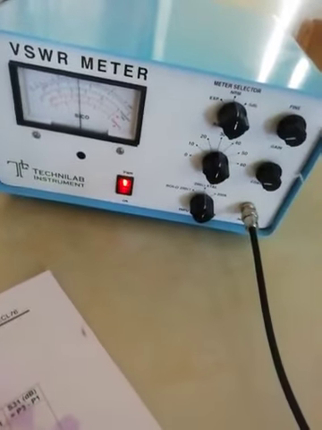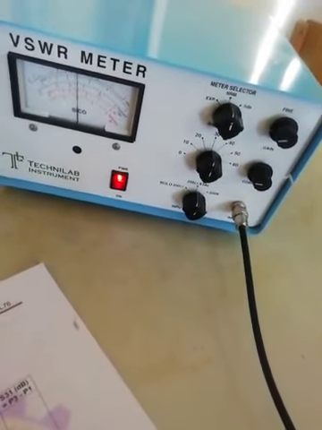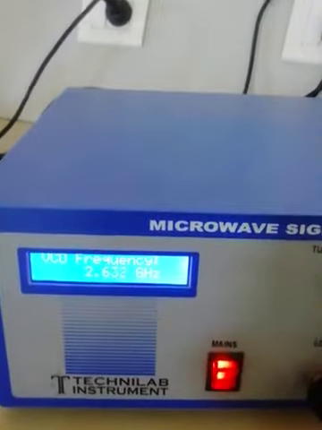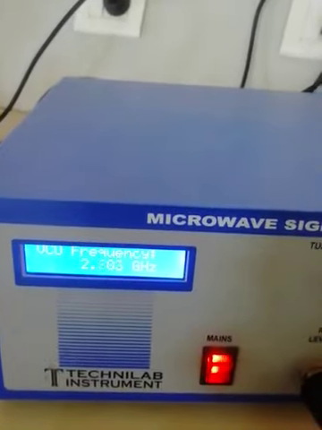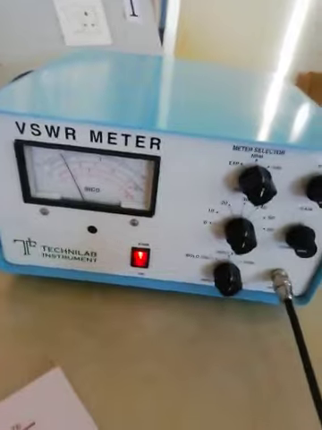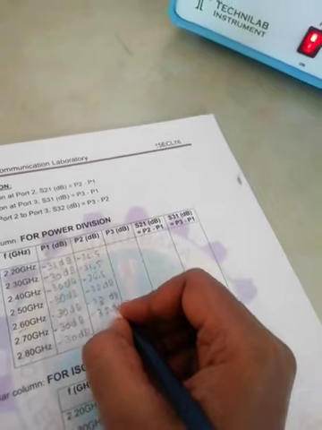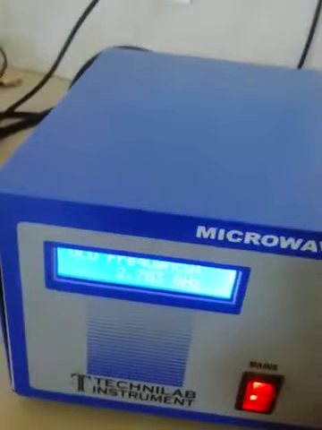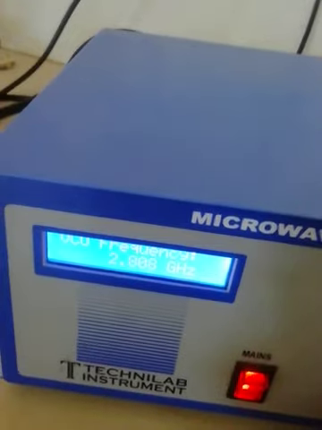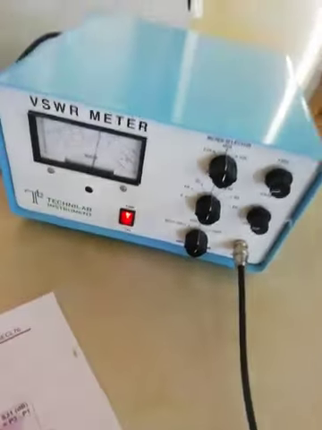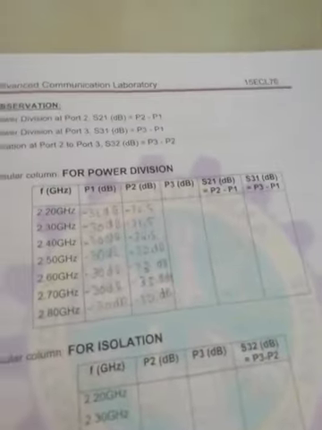For 2.6, how much is it showing? 33, it is varying now. 33 dB. At 2.7, it is minus 35.0 dB, and at 2.8, it is showing again minus 32 dB. Here, I obtained the P2 column.